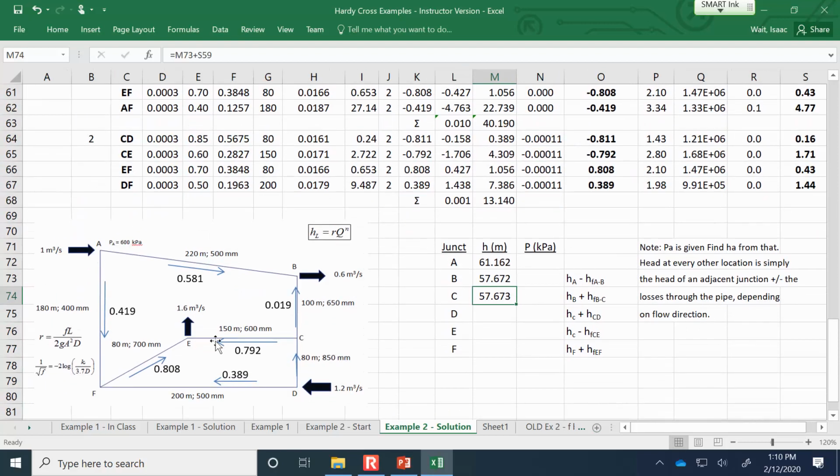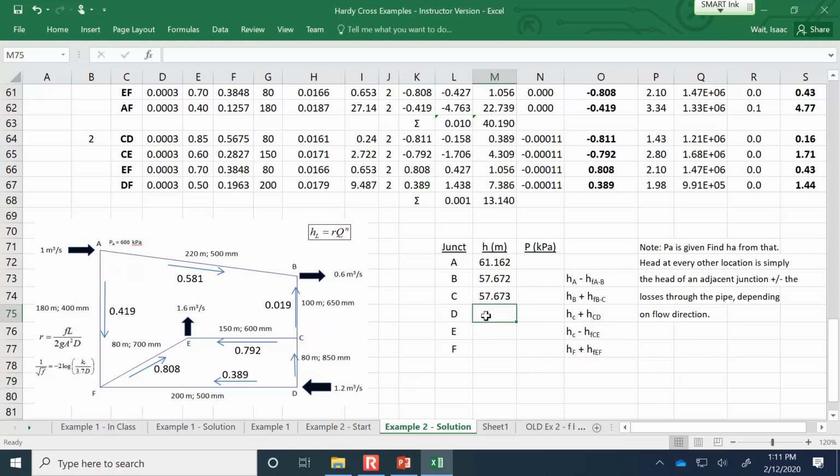Okay, now the head at D. So the head at D is going to be the same as the head at C plus the losses through the pipe. Now, does everybody understand why sometimes I'm adding the losses and sometimes subtracting? It all depends on the flow direction. And so, for instance, the reason why I subtracted the head loss to go from A to B was that from A to B is in the direction of flow. So you see the arrow is saying that the water goes from A towards B. And so the energy at B has to be lower than the energy at A.